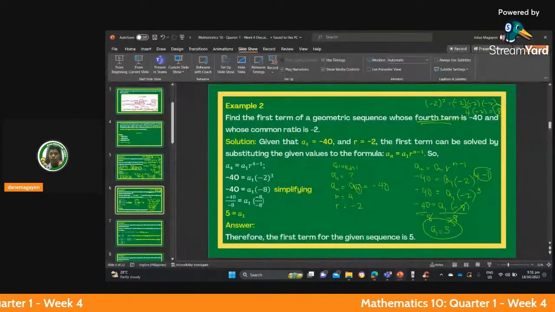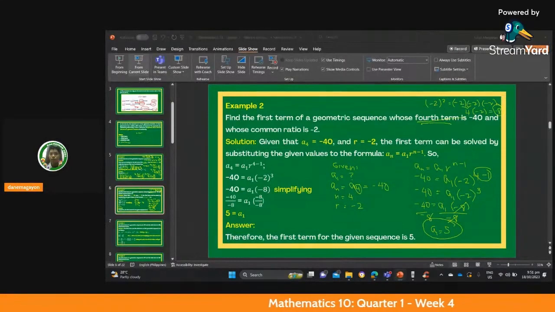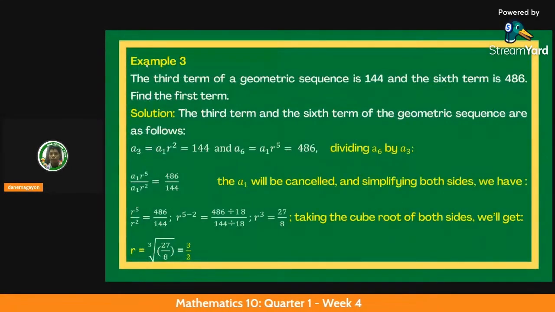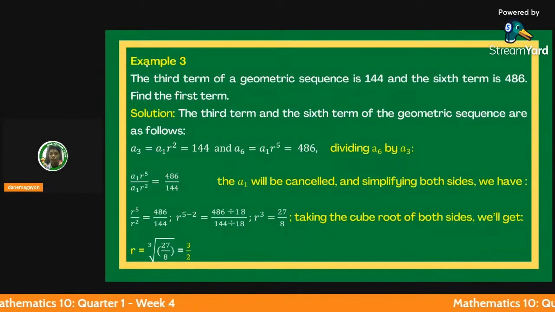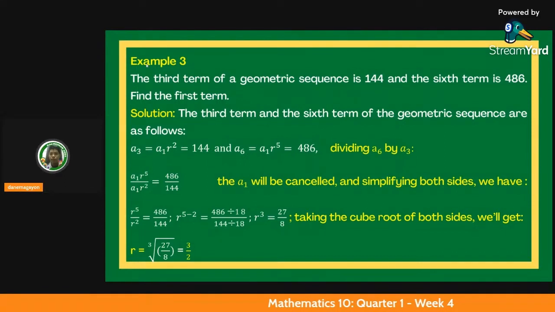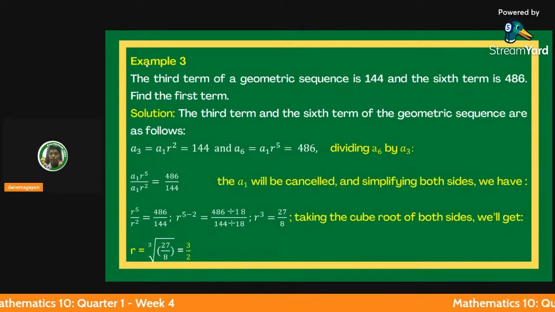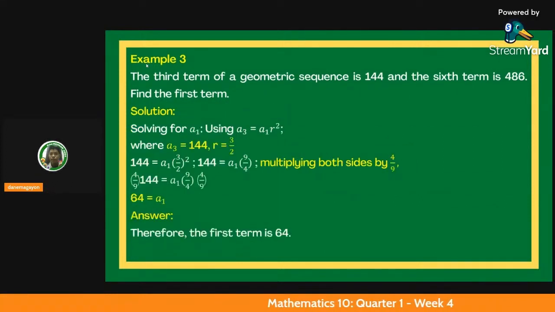So, okay na tayo dun for example number 2. So, next natin, we start naman dun sa example number 3 natin. So, for example number 3, the third term of the geometric sequence is 144. And the sixth term of the sequence is equal to 486. So, find the first term.